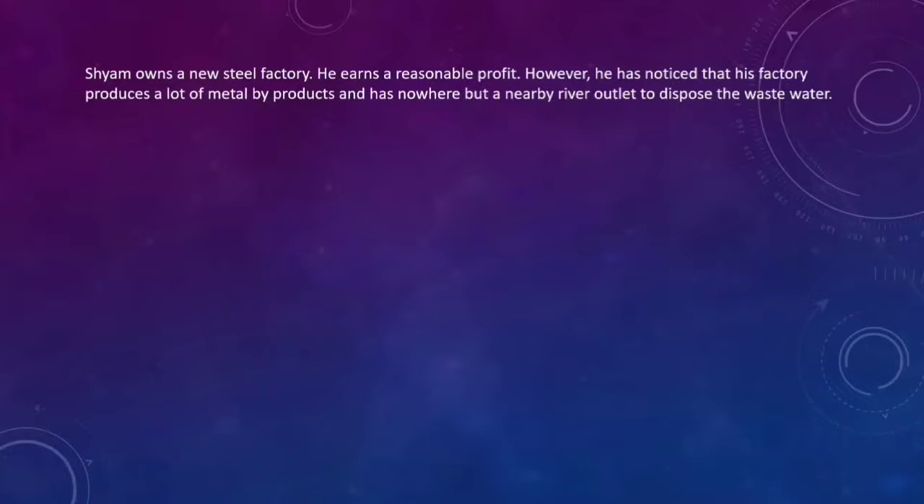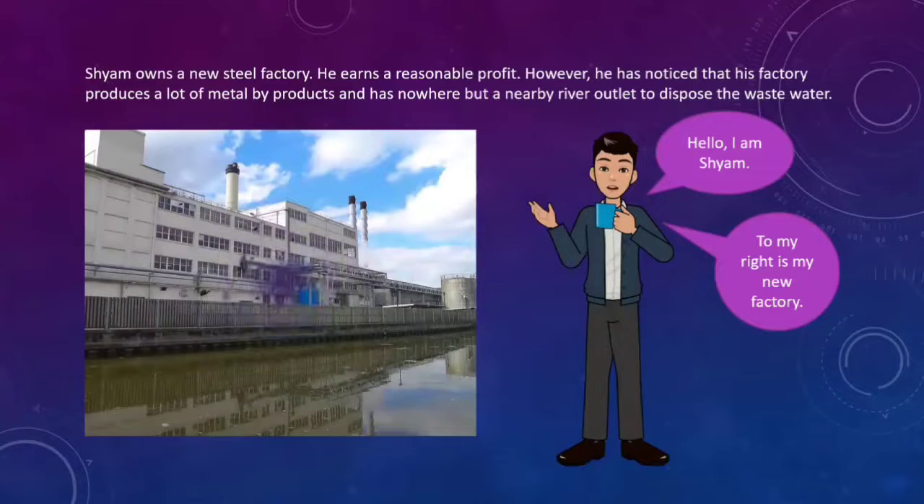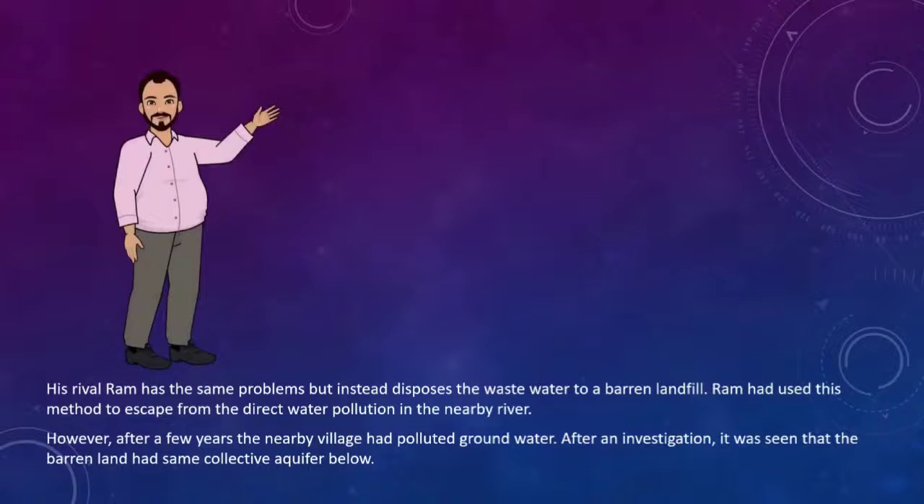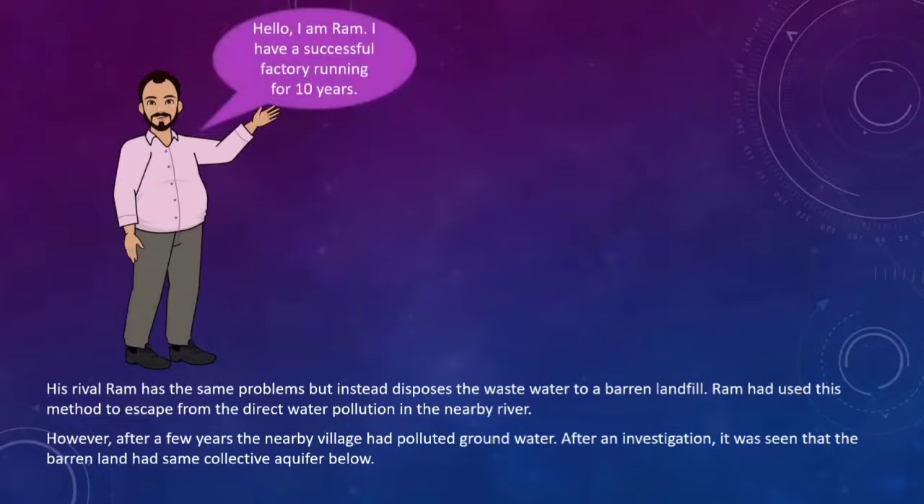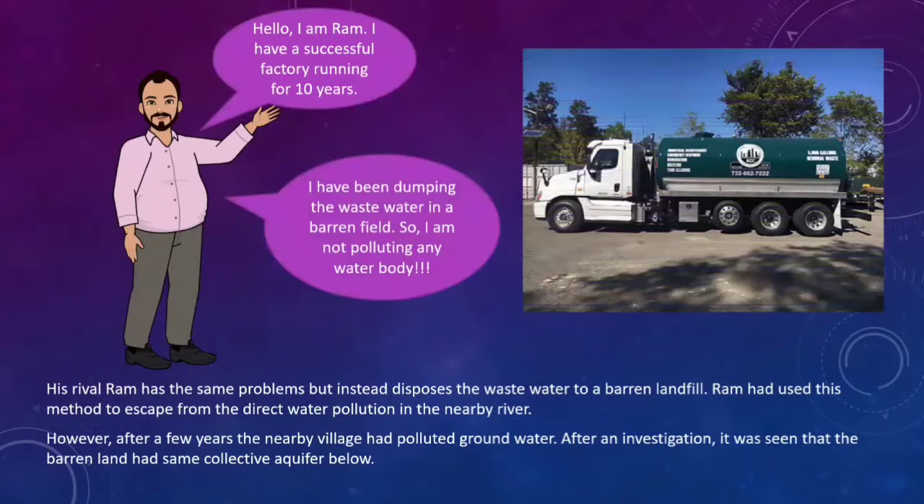Sham owns a new steel factory. He earns a reasonable profit. However, he has noticed that his factory produces a lot of metal byproducts and has nowhere but a nearby river outlet to dispose the wastewater. His rival Ram has the same problems, but instead disposes the wastewater to a barren landfill. Ram had used this method to escape from the direct water pollution in the nearby river.